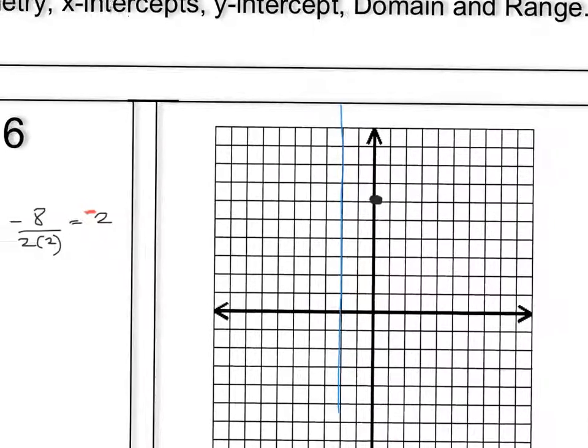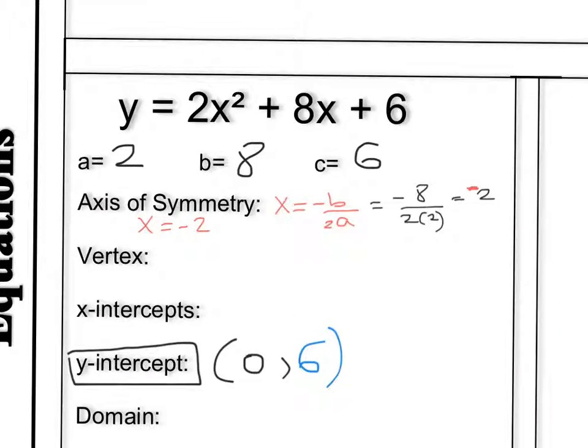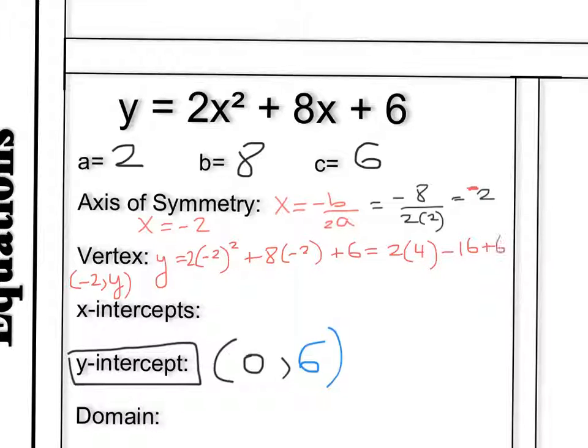Now let's go back and let's try to find the vertex. Now to find the vertex, you know that the x is going to be the same as the axis of symmetry. The y is going to be something that you need to solve for. So y equals 2 times negative 2 to the power 2 plus 8 times negative 2 plus 6. Now negative 2 to the power 2 is a 4. 8 times negative 2 is a negative 16 plus 6.